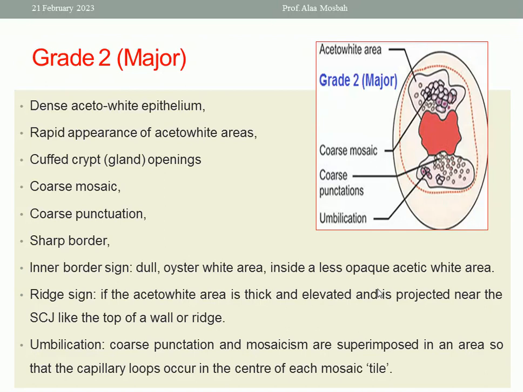Ridge sign: if the acetowhite area is thick and elevated and projects near the squamocolumnar junction, like the top of a mountain. What is the umbilication sign? Umbilication sign: coarse punctation and mosaicism are superimposed. In this area, mosaicism and punctation are superimposed so that the capillary loops occur in the center of each mosaic tile. In the center, as you see here, in the center of each mosaic tile. This sign is called umbilication and it is a sign of high grade. Okay?